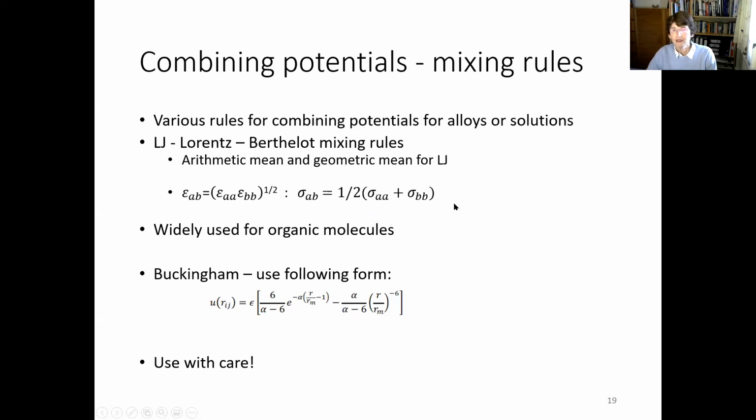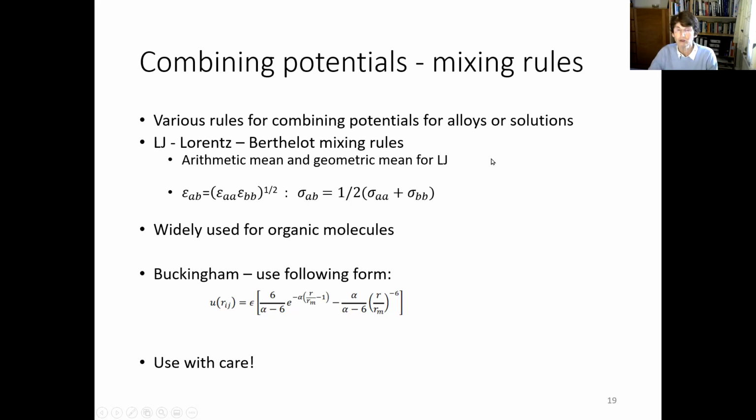So that's basically it for the two-body potentials. But just to say that you don't always have the potentials you need for the material you need. You might know how AA will interact, and you know how BB will interact. So can you actually guess what the interaction between A and B is?